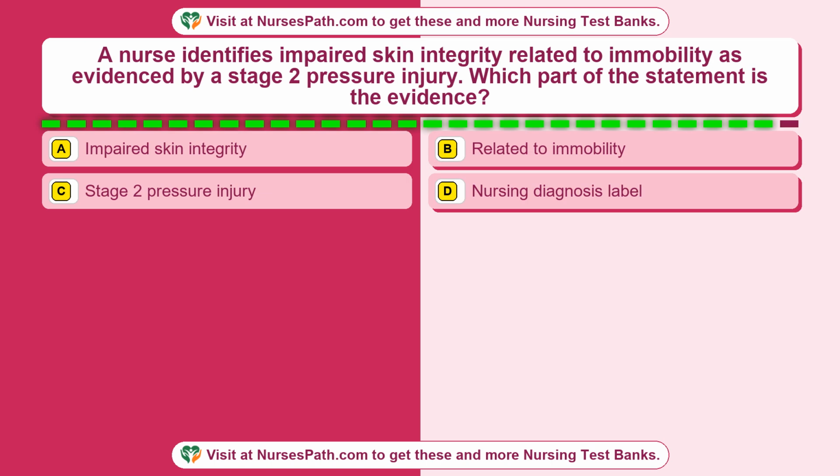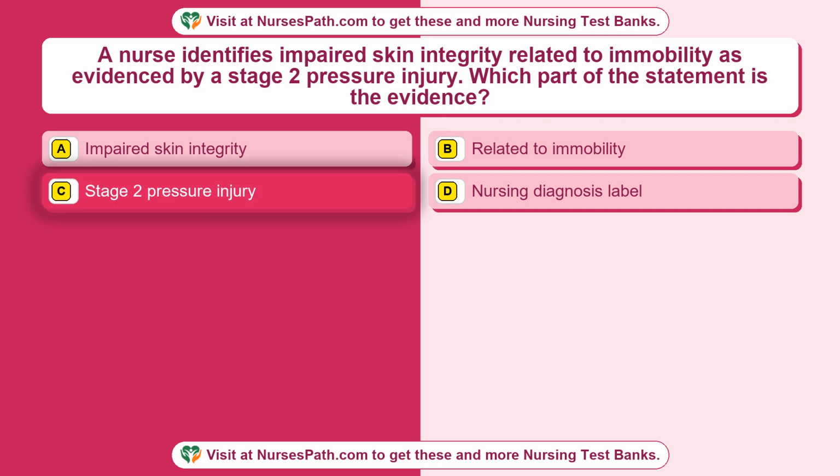Question 5. A nurse identifies impaired skin integrity related to immobility as evidenced by a stage 2 pressure injury. Which part of the statement is the evidence? Option A. Impaired skin integrity. Option B. Related to immobility. Option C. Stage 2 pressure injury. Option D. Nursing diagnosis label. The correct answer is option C.